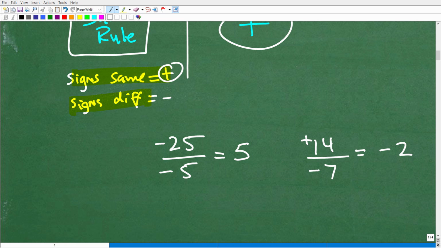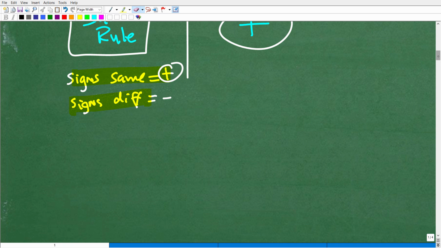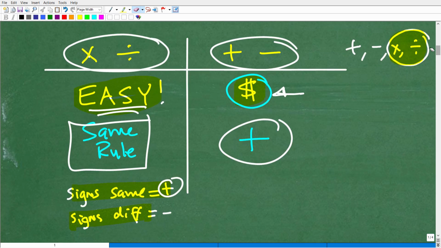All right, so again, I wasn't lying to you when I was telling you this is super easy. And already right off the bat, you already got 50% of these operations down. So don't confuse multiplication and division, okay? It's the same sign and it's super easy.